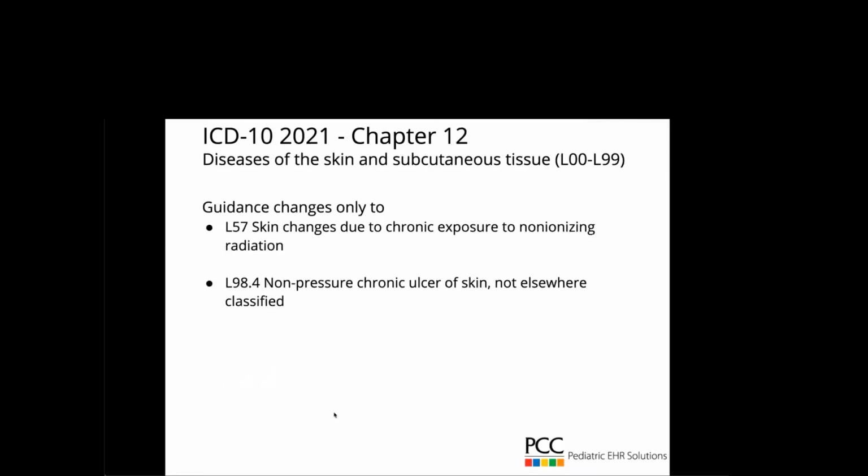Chapter 12, skin and subcutaneous tissue. The only changes that looked material to me were to the guidance for skin changes due to chronic exposure to non-ionizing radiation and non-pressure chronic ulcer of skin, not elsewhere classified. And again, those guidance changes, they were one thing, they became something else. So these are revisions, and I would feel much better for folks that use these codes to verify specifically how they use the code itself. If you're already using it and the guidance has changed, I would much rather you check those changes. They're difficult to explain without an example.